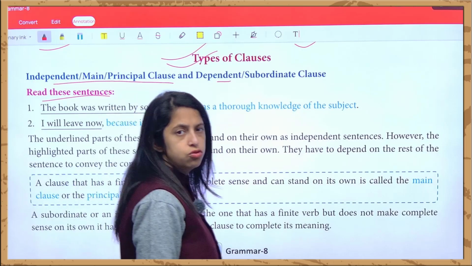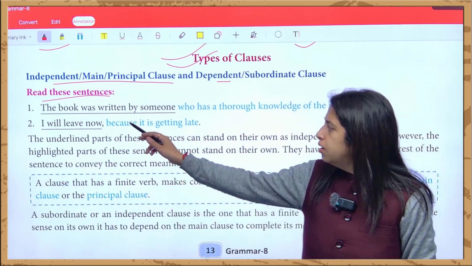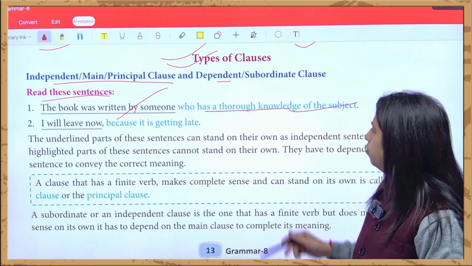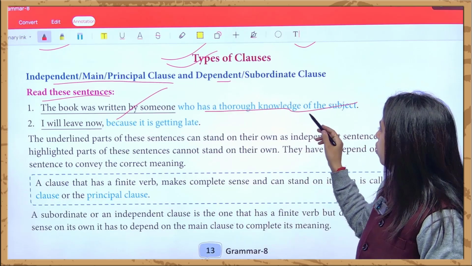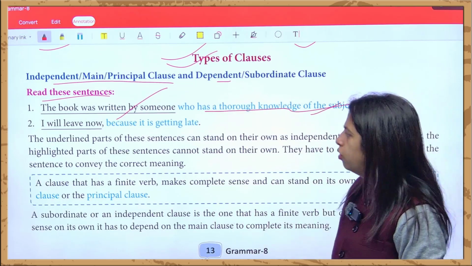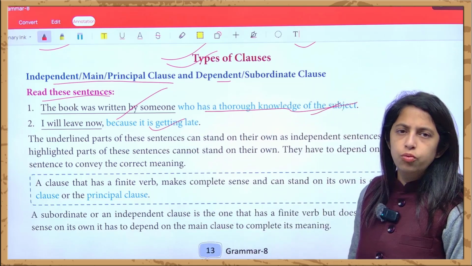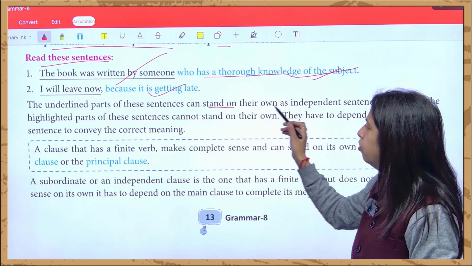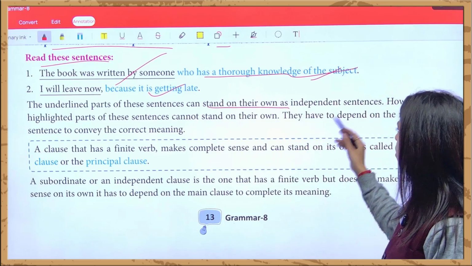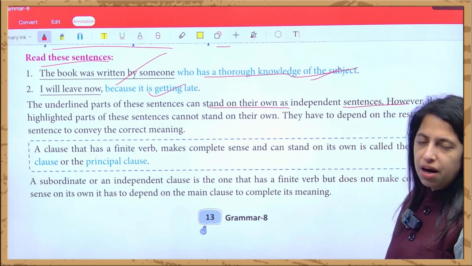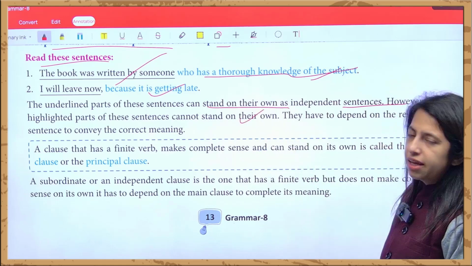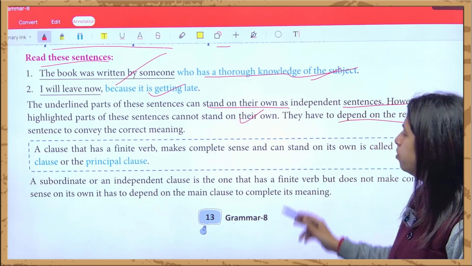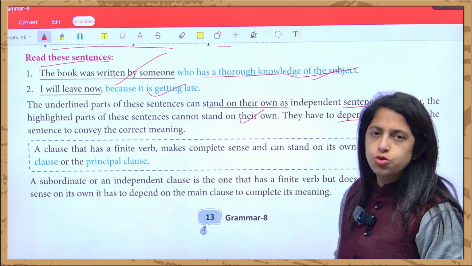रीड दीज सेंटेंसेस. कुछ सेंटेंस हम रीड करते हैं. द बुक वाज रिटन बाय समवन हु हैज अ थॉरो नॉलेज ऑफ सब्जेक्ट. जिसके पास पूरे सब्जेक्ट की नॉलेज है. आई विल लीव नाउ बिकॉज इट्स लेट. बहुत लेट हो रहा है. तो अंडरलाइन पार्ट है सेंटेंसेस के. दे कैन स्टैंड ऑन देयर ओन एज इंडिपेंडेंट सेंटेंसेस. हाउएवर जो हाईलाइट पार्ट है इस सेंटेंस का, they cannot stand on their own. They have to depend on the rest of the sentence to convey its meaning.